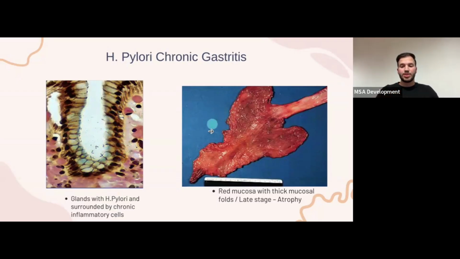Now, here, this is a specimen of the gastric mucosa. As you can see here, this red color tells us that this is chronic inflammation of the gastric mucosa. And we have thick folds. Those are thick folds representing the rugal folds, and they are becoming thick due to the inflammation. Now, if we don't treat the chronic gastritis, we'll have loss of the gastric glands, thinning of the mucosa, and the rugal folds may become flattened, or we may even lose them.